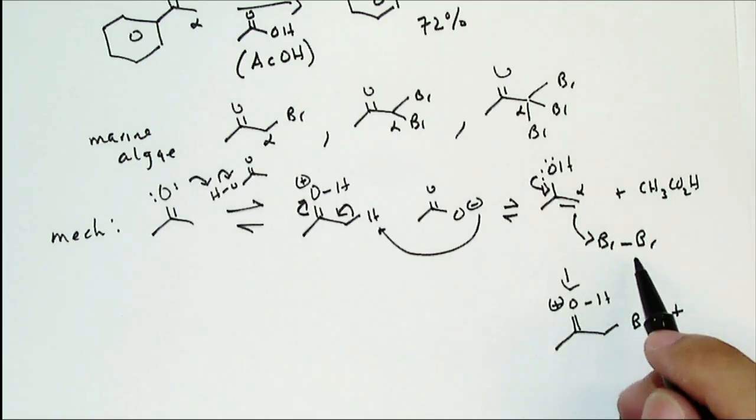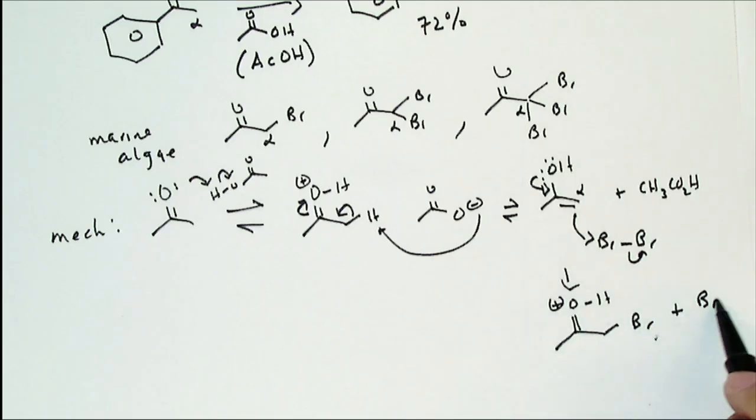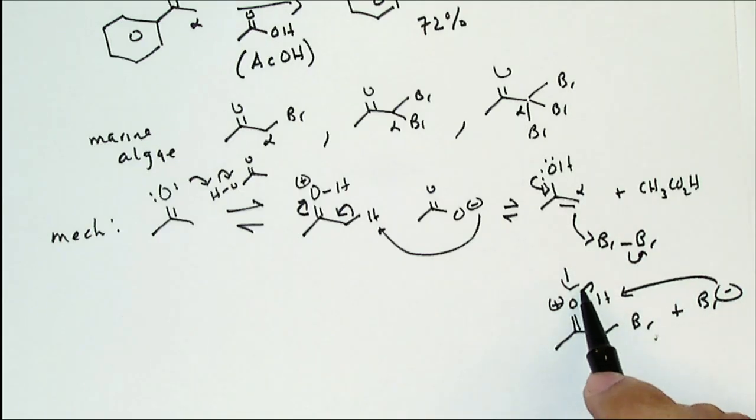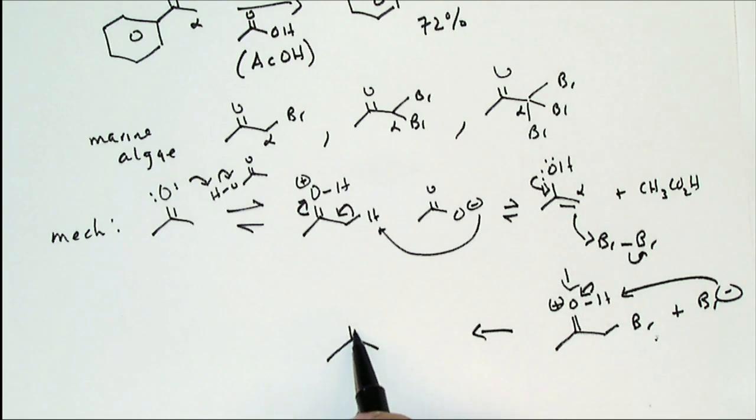You generate, of course, a Br minus when you do that, and the Br minus is what reaches over, grabs the H in order to get rid of the plus charge on that oxygen. And so here you have your final product, which is your alpha brominated ketone, and of course you also generate HBr as a side product.